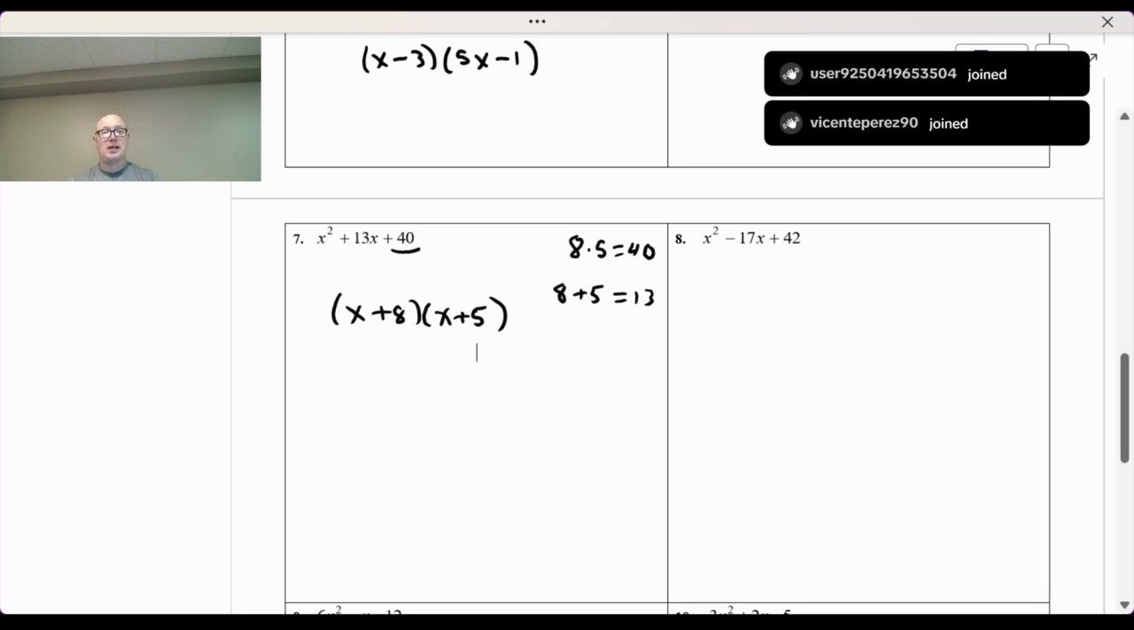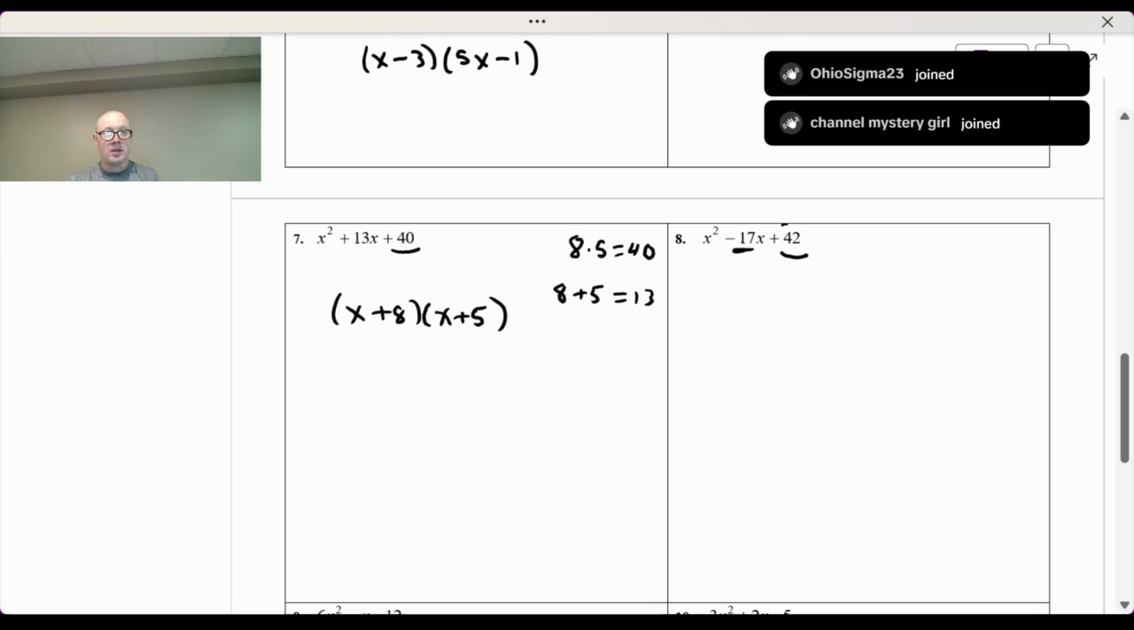Okay, problem 8. X squared minus 17x plus 42. Again, we have a 1 out front, so normal factoring here. 42, factors of 42. So what are factors of 42? So we have 6 times 7 is 42, but that doesn't equal negative 17. So 6 times 7 doesn't work. All right, so we can't use 6 times 7. Okay, what are other factors of 42? Well, we have 21 times 2. That equals 42, but with 21, we're not going to be able to add them together to get our middle term, negative 17.